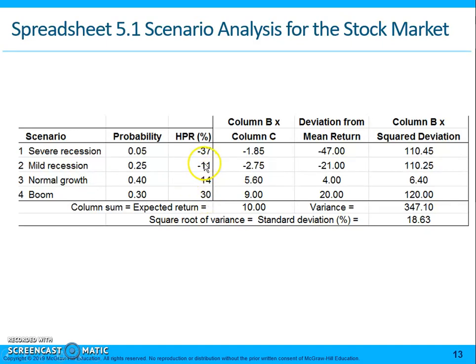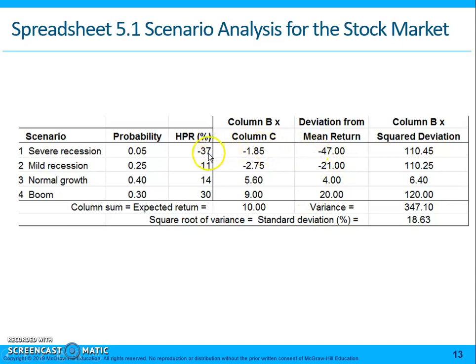So what we're going to do is multiply the probabilities times the holding period returns, and add those up. We can calculate the mean return, or the average return. And then we can calculate our deviations. This column is a deviation from the return. So we're going to use it to calculate the variance and standard deviation.